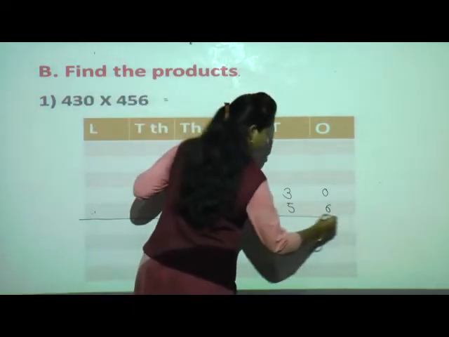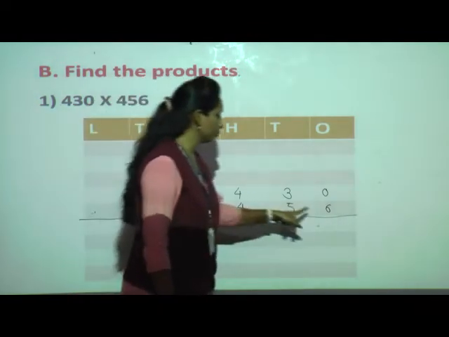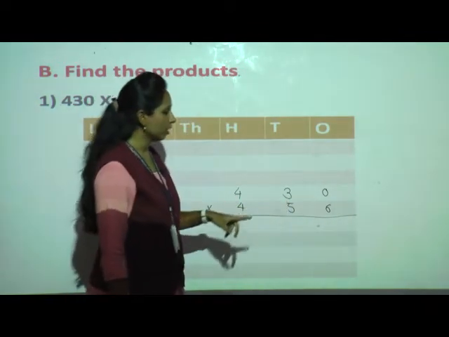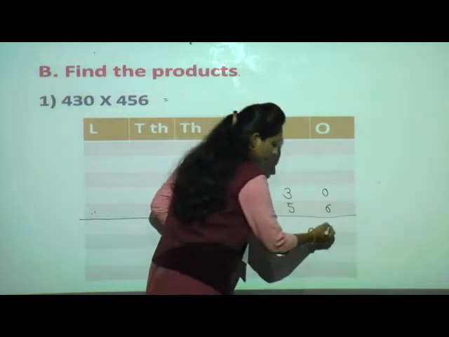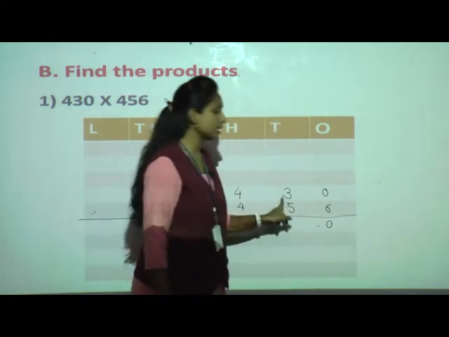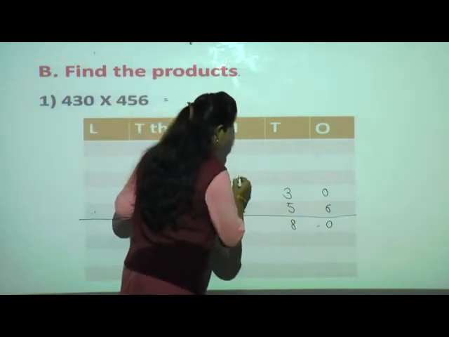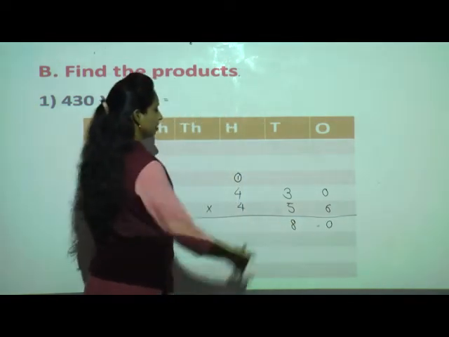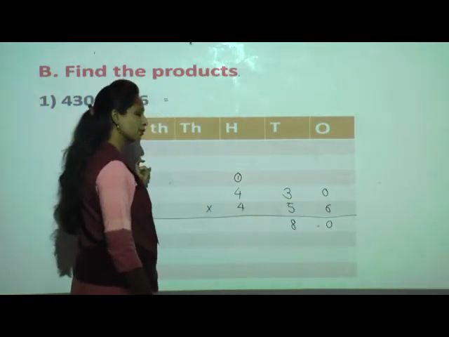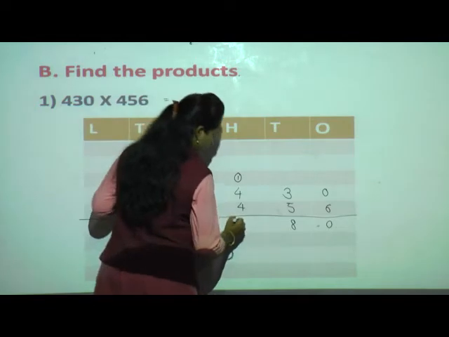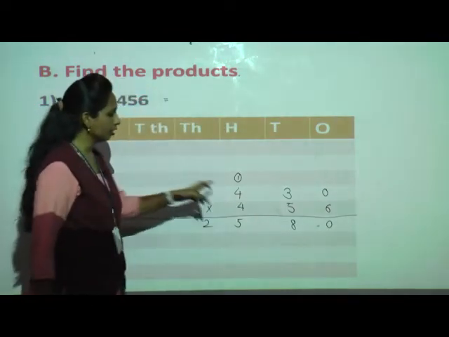Now first step, do the multiplication of the ones place of the multiplier with the multiplicand. What is there on the multiplier? 6. 6 zeros are 0. 6 threes are 18. Right here 8. 1 will be carried over to the hundreds place. Now 6 fours are 24. 24 plus 1, 25.